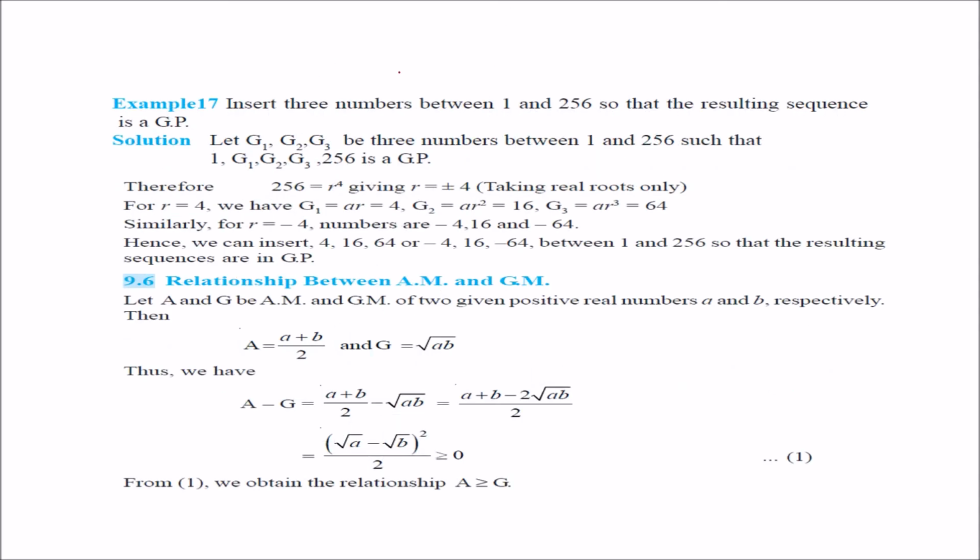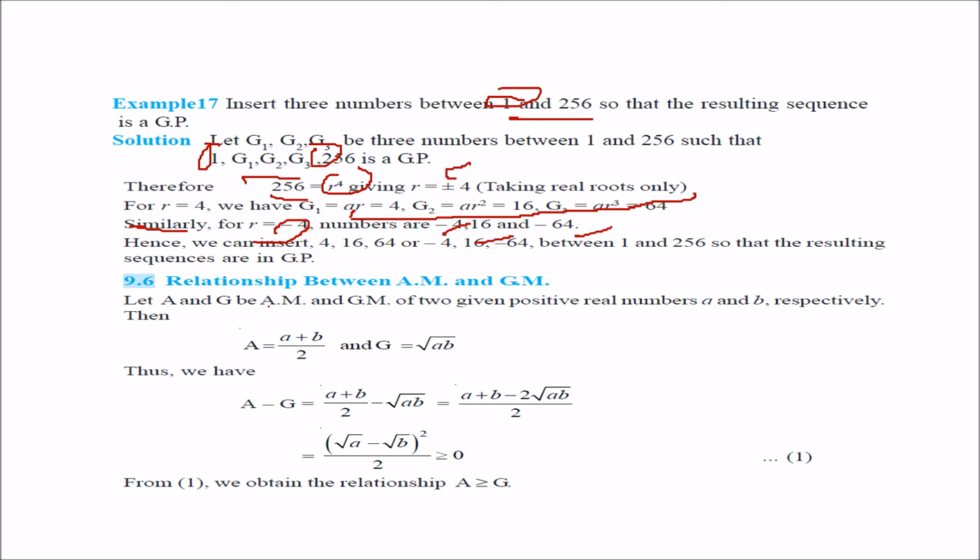So if you want to get 3 numbers between 1 and 256, see these are 3 numbers, this is 4, this is 5. So in all there are 5. So 256 is what? A is 1, R to the power 5 minus 1, that is R to the power 4, R is plus minus 4. So if you take R equal to 4, you get these values AR, AR square, AR cube. You take R equal to minus 4, you get minus 4, 16 and minus 64.